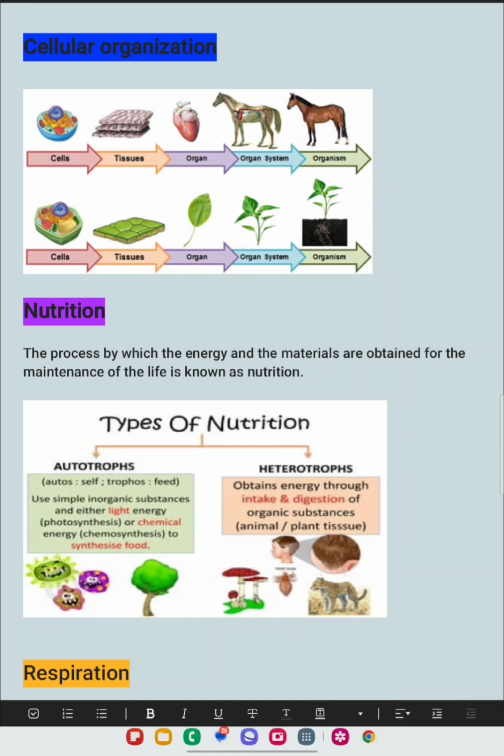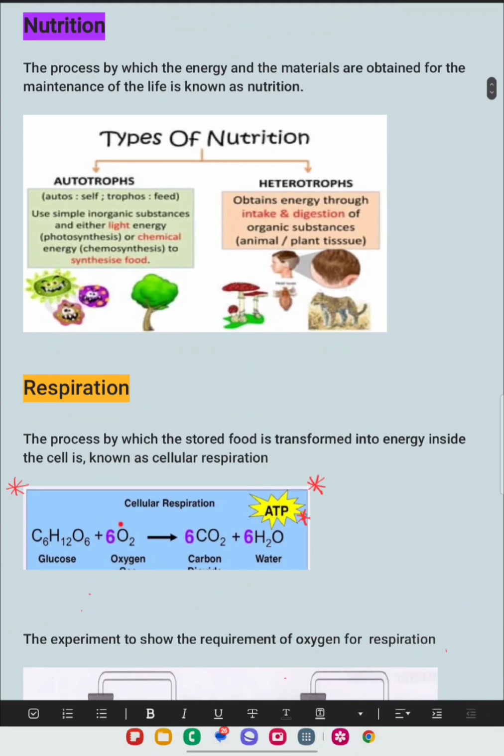For example, for the tissue, blood tissue, bone tissue, nerves tissue, muscle tissue. For the organs, heart, lungs, brain, kidney, and for the organ system, urinary system, excretory system, digestive system are the examples. The second characteristic is nutrition.